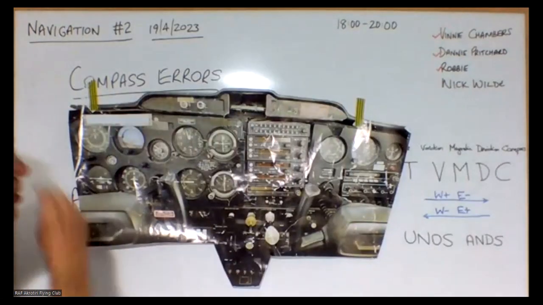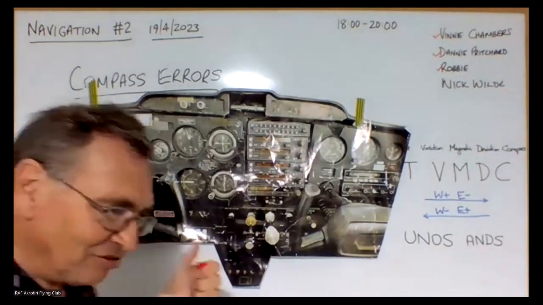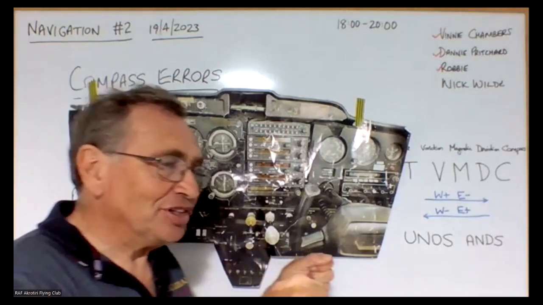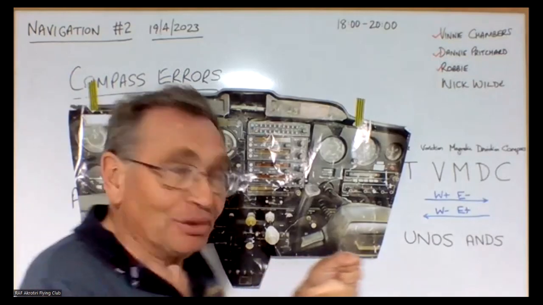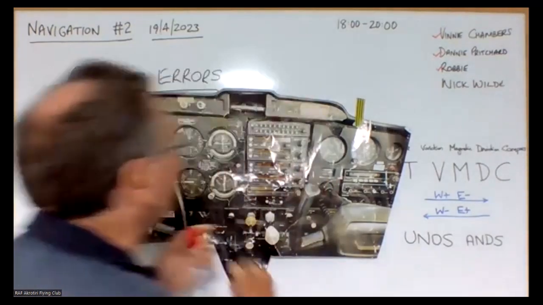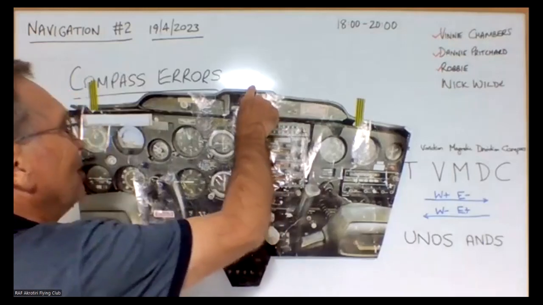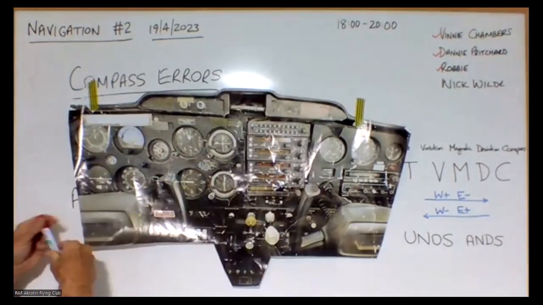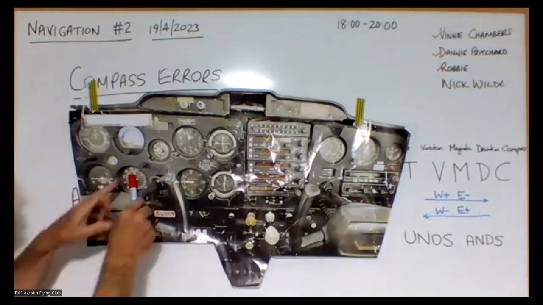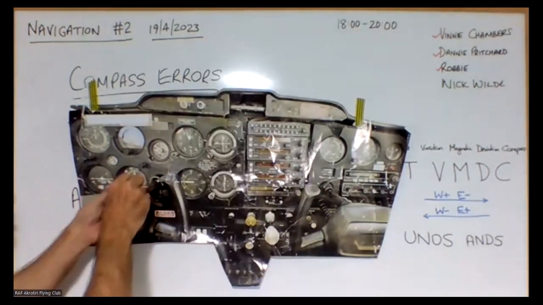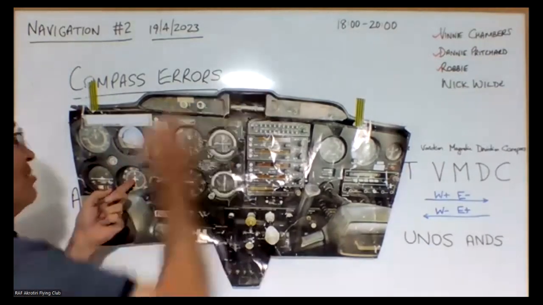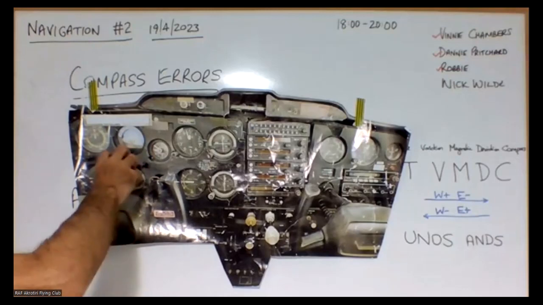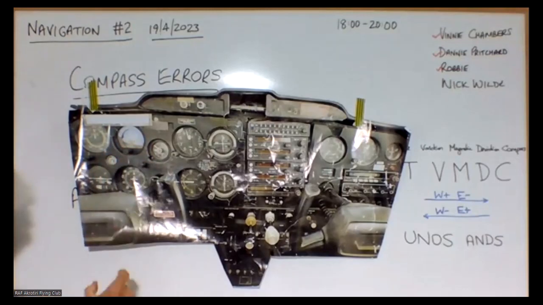Well, if you remember, what we do is we get the plane flying straight and level. So we're not accelerating, we're not decelerating, we're flying straight and level. We wait for the compass to be steady, and then we set the DI to the compass, don't we? We twiddle the DI so it reads exactly the same as the compass. And the DI is a gyroscopically controlled instrument.